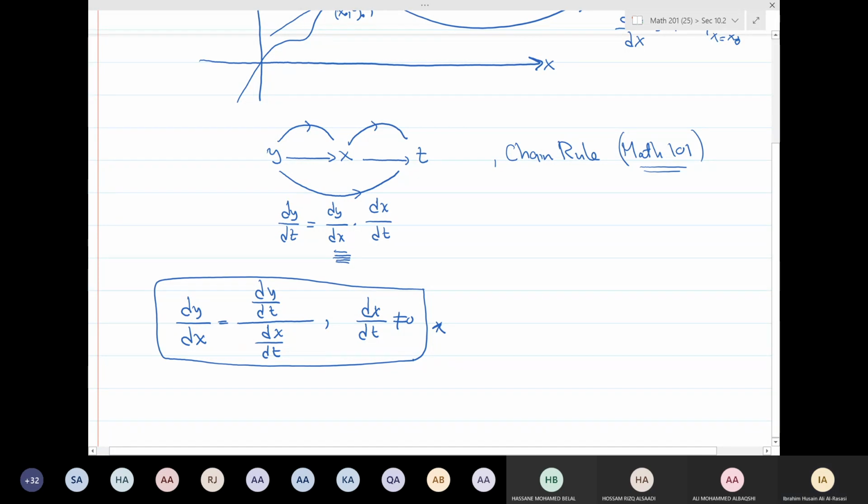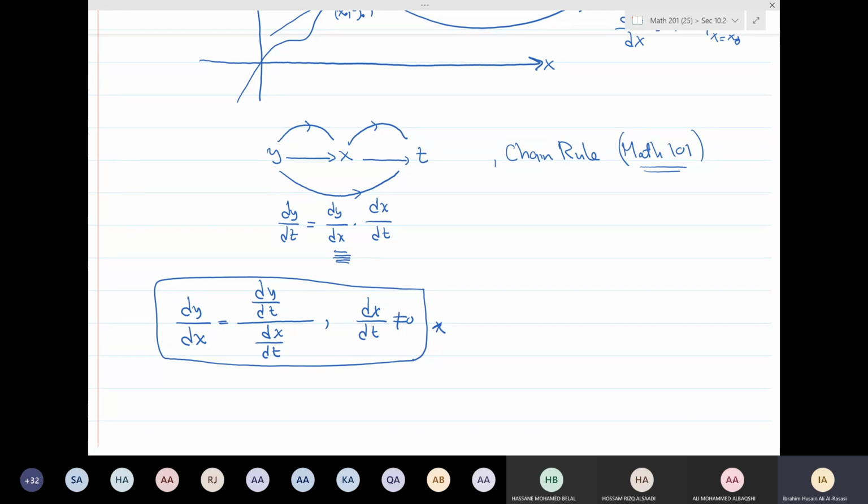The formula is not difficult to memorize. If you just notice, dy/dx equals dy/dt over dx/dt, as if you are dividing by dt: there is a dt here and a dt here, as if you are dividing by dt. So this is how to remember this formula, the formula for that derivative.